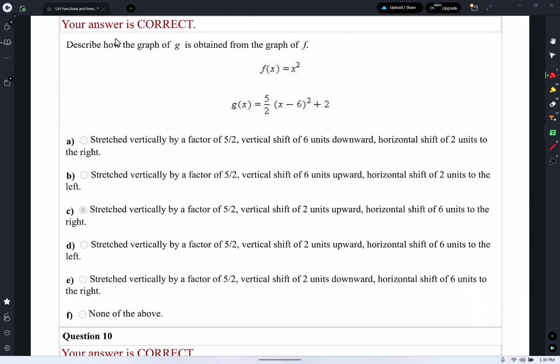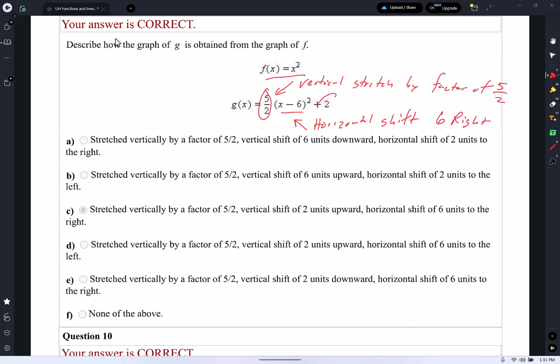These are some of the easier ones. F of x equals x squared. That 5/2 is a vertical stretch, vertical stretch by factor of 5/2. Either a stretch or compressed, but it's bigger than 1, so it's a stretch. And that x minus 6 is a horizontal shift. Horizontal shift. How many times? 6 right. Perfect. And then that plus 2 is a vertical shift. Vertical shift up 2. And we just look for that. And letter C.